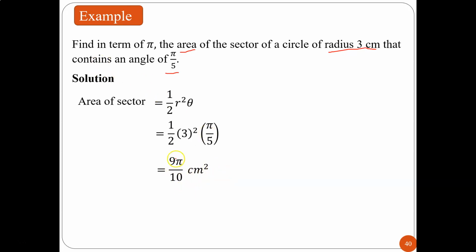Why do we leave this pi? We leave this pi over here because the question said find in terms of pi. So just keep the pi over there. No need to change it into 3.142 and so on and so forth. Right? Okay, let's continue.